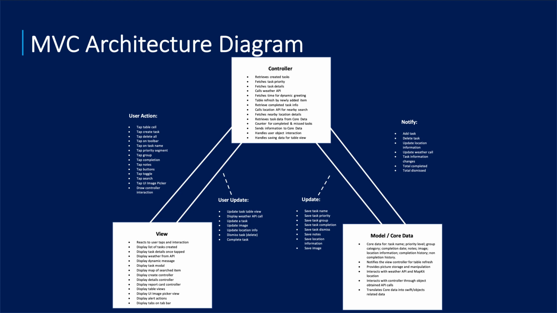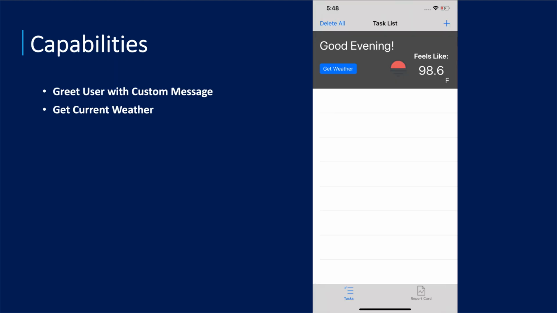So the view contains all the basic interactions that I intended the application to present to the user, such as toggles, UIImagePicker views, dynamic messaging, map search models or searched images, search items, and UIAlertActions. So these are the capabilities of the application. I want to keep it very clean, very simplistic.